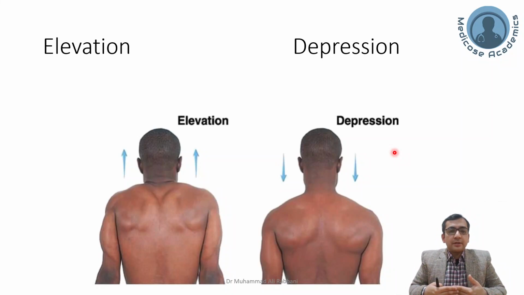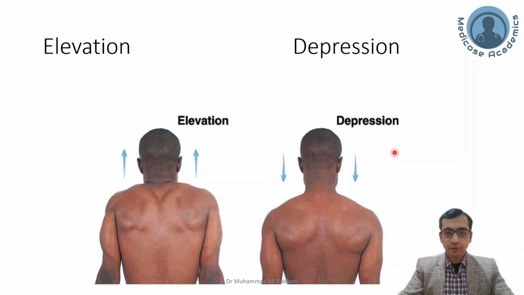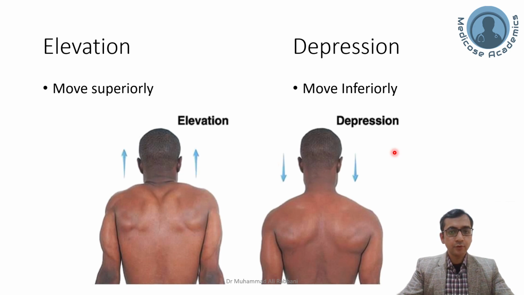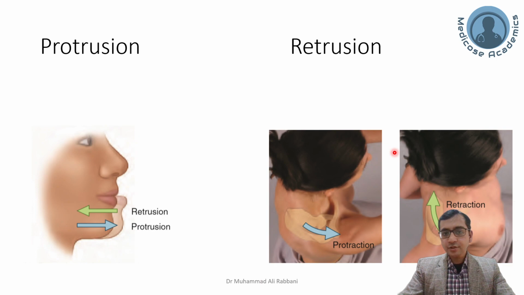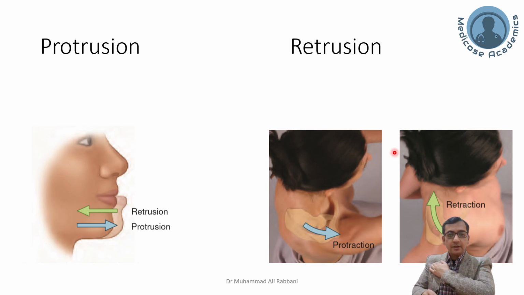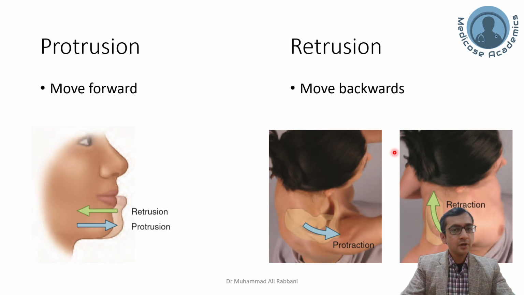Moving any part of the body superiorly is elevation. This is elevation of the shoulder. Moving any part inferiorly is depression of the shoulder joint. That can be for the jaw too. I elevated my jaw and depressed my jaw. Move superiorly, move inferiorly. Protrusion versus retrusion. Moving a structure anteriorly is protrusion, also called protraction, and moving it backwards is called retraction. If you talk about the jaw, this will be protrusion; moving it back, retrusion. Shoulder joint: move forward, protraction; backward, retraction.